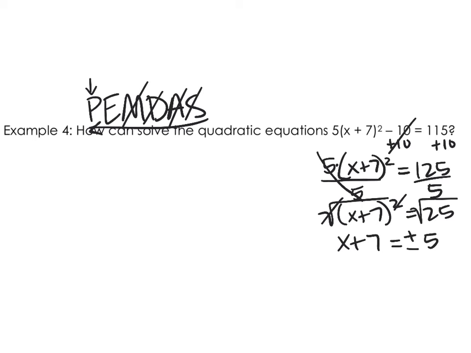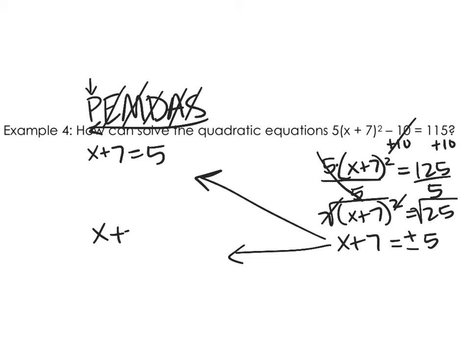Now, this is a little tricky because if you read this situation that we're left with, we have x plus 7 equals a positive 5 and x plus 7 equals a negative 5. So when you get this and you have to continue to solve, what I like to do is break this up into two situations. Exactly what I just read. X plus 7 equals a positive 5 and x plus 7 equals a negative 5. So I'm going to solve each of these separately.